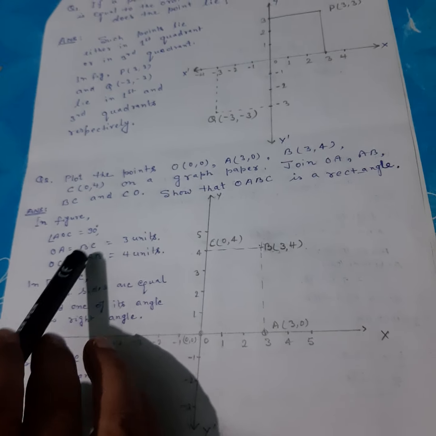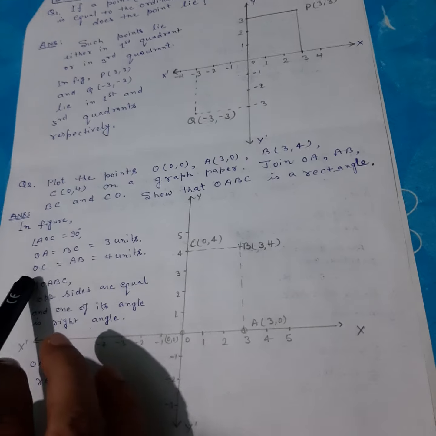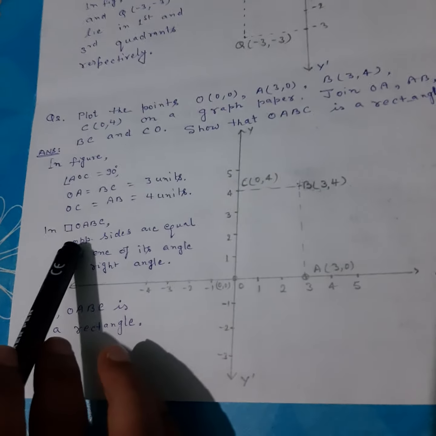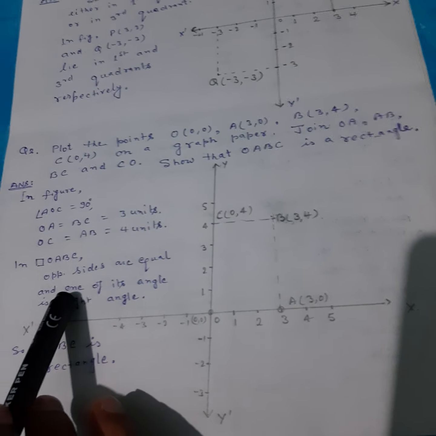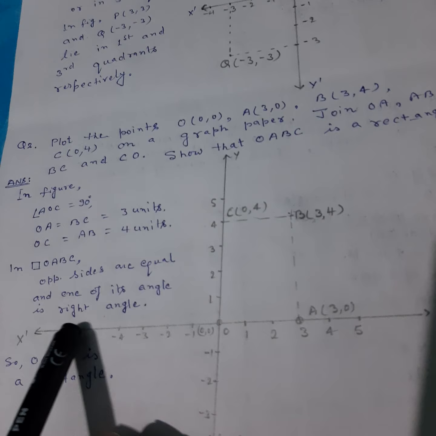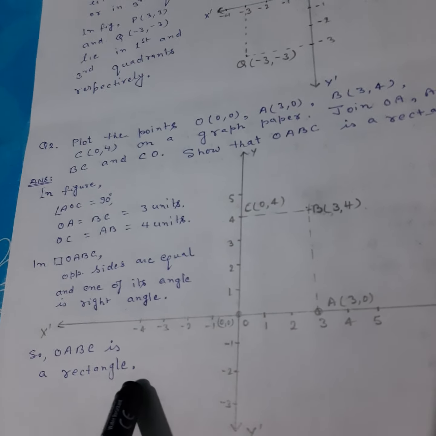Angle AOC is 90 degrees, OA equals BC equals 3 units, OC equals AB equals 4 units. So in quadrilateral OABC we observe opposite sides are equal and one of its angles is 90 degrees. So OABC is a rectangle.